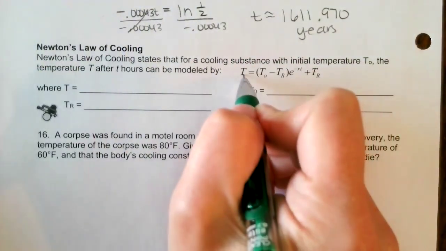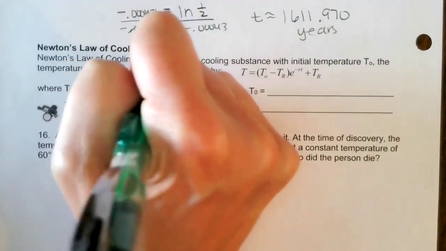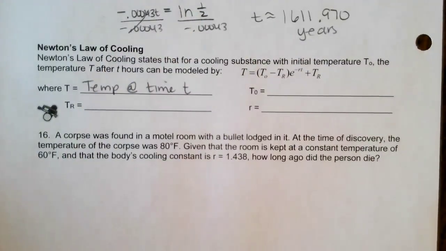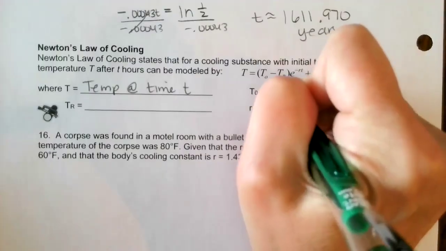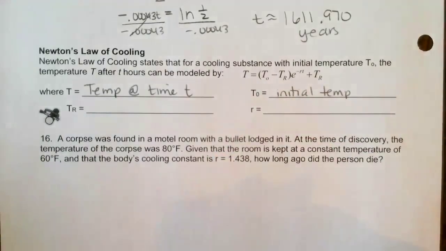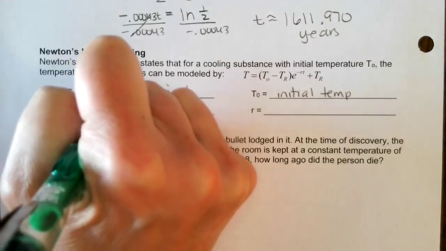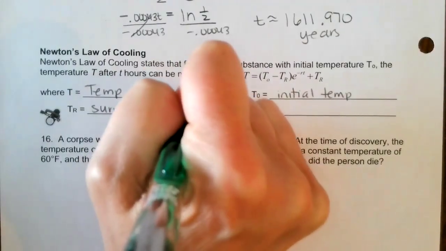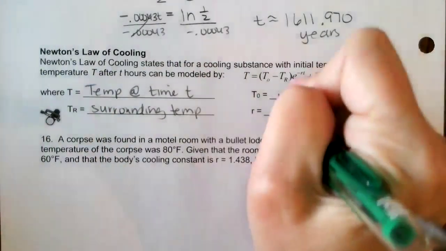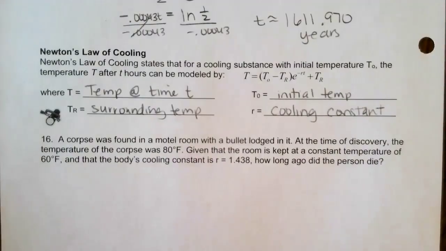So the capital T right here would be our temperature at a given time. Our T sub 0 would be the initial temperature. That's the temperature at time 0 is what that means. And then T sub R is the surrounding temperature. And then r is our cooling constant. So when we use this equation, we're going to key into those variables the way it is in the equation here.